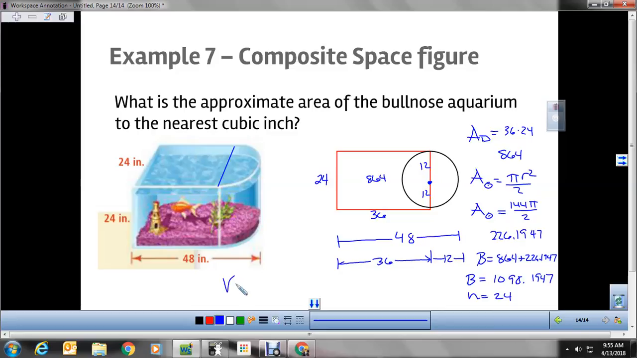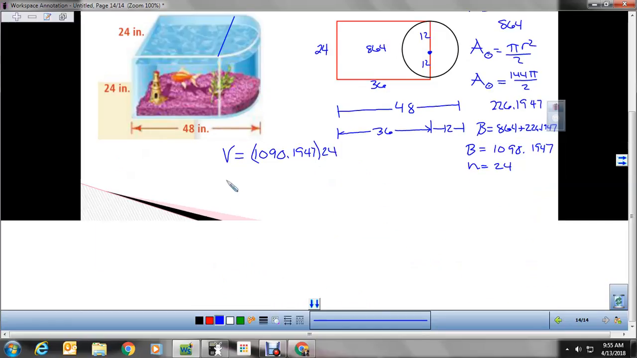So we'll do the volume here. Volume is equal to 1090.1947 times 24. And that's going to give us, rounded to the nearest cubic inch, the volume will end up being approximately 26,165 cubic inches.